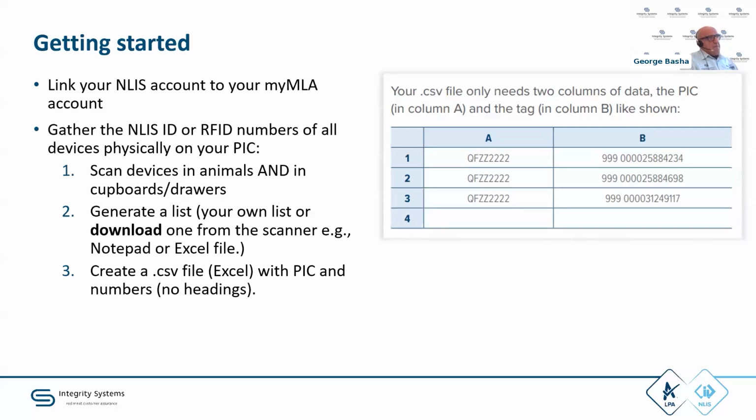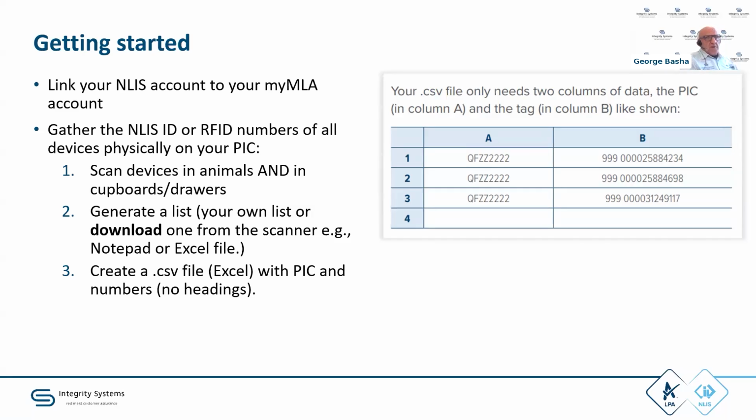So the first thing you need to do is have an NLIS database account, which most of you will have. And what we did recently is we created a thing called My MLA. So it's a portal, and you create a My MLA account. You register to My MLA using your email address, and then you can link all your separate accounts to it. You can link your LPA account, eNVD, and for this case here, your NLIS account. And you may have multiple accounts. You can link them all to the one system. So I'll go through that. I'll show you a quick demonstration of that as well.